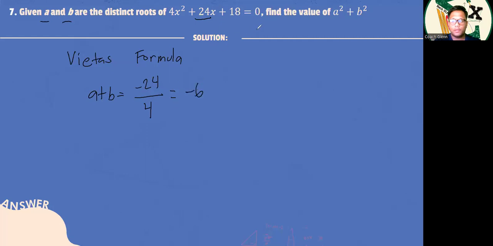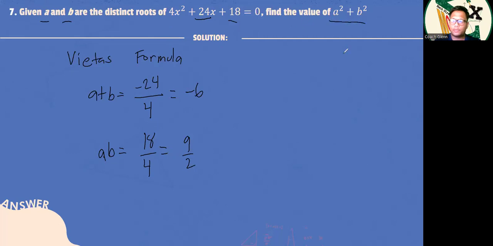Okay. Next, another one is the product of your roots. So that's going to be A times B, or AB. So that's equal to C over A. So your C is 18 and your A is 4. So we have 18 divided by 4. So that's going to be 9 over 2. Yep, 9 over 2.